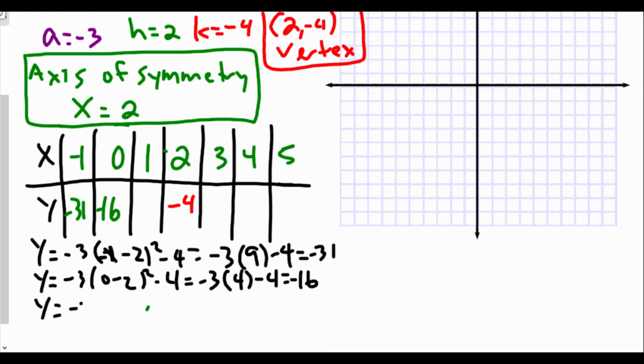All right, so now how about when we plug in x equals 1? So y equals -3 times 1 minus 2 squared minus 4. Now 1 minus 2 is -1 squared, +1. So we have negative 3 minus 4 is equal to negative 7. And that, I think, we should be able to graph.